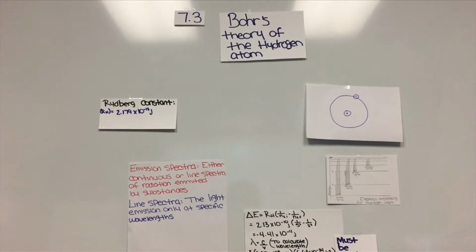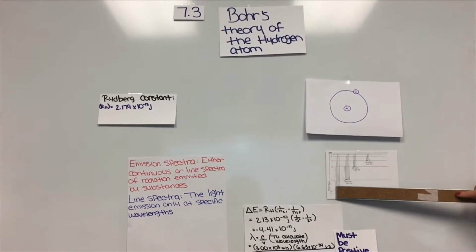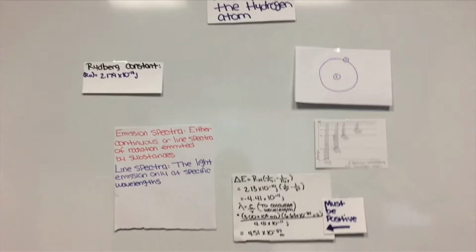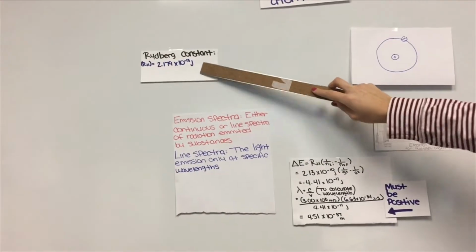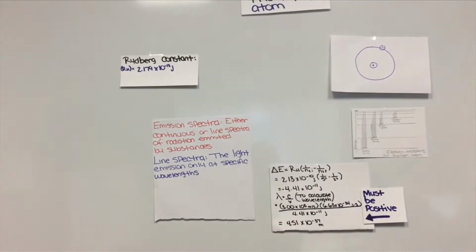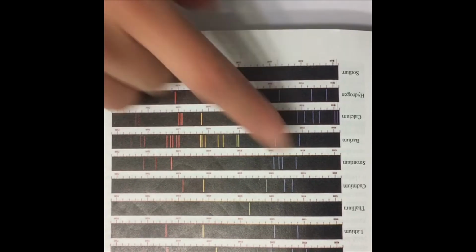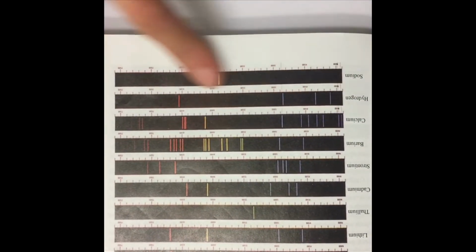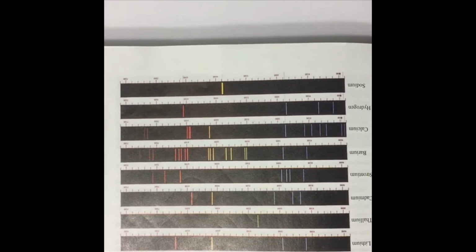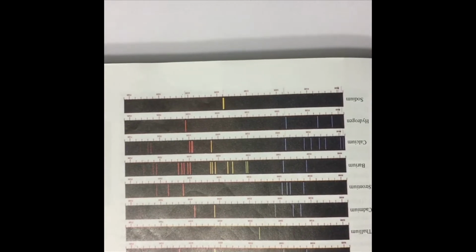Each atom has different levels of energy due to its number of protons in the nucleus. For the hydrogen atom, the energy levels depend on the Rydberg constant, which is this one over here, which has a value of 2.179 times 10 to the negative 18 joules. As you can see, this is a chart of the emission bright light spectrum containing all the different elements and the different lines it has. An emission spectra consists of either continuous or line spectra of the radiation emitted by substances.